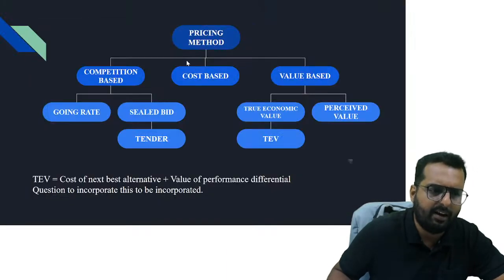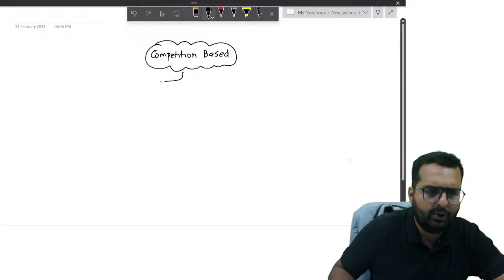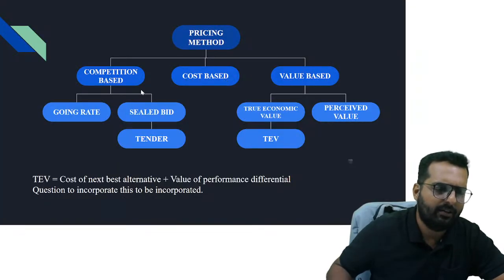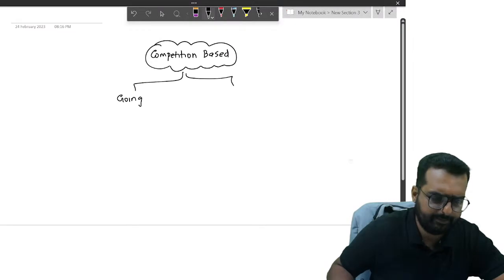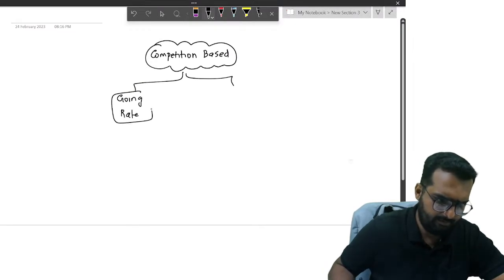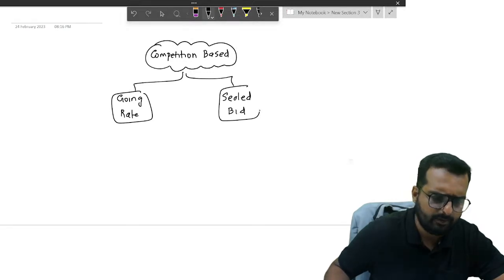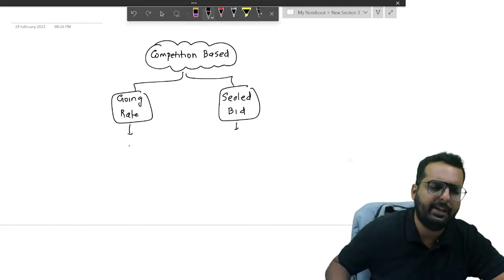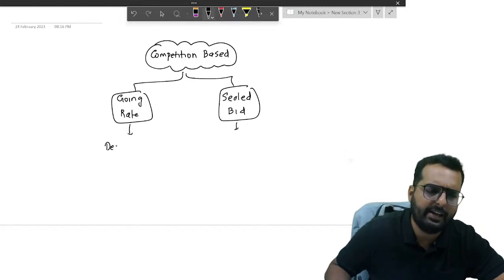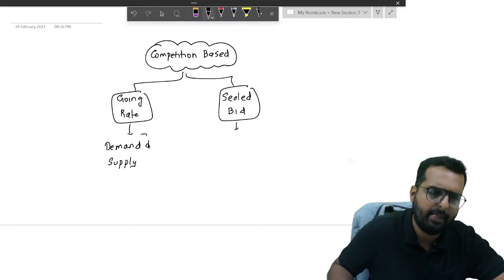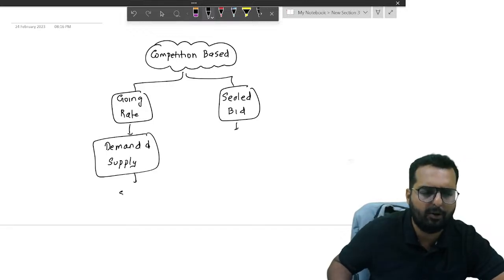Alright, friends, under competition based pricing, you have two breakups. One is called going rate pricing, and the other one is called sealed bid pricing. Okay, friends, going rate pricing means whatever is the rate in the market based on demand and supply. One of the best examples of going rate pricing is the stock market.